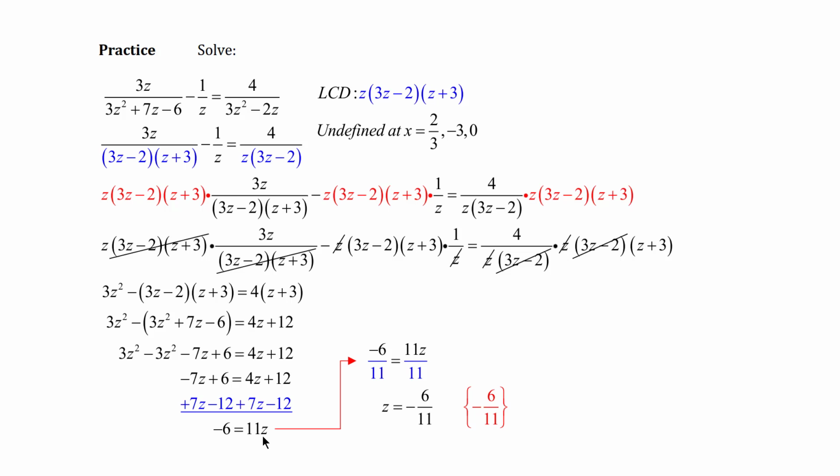From here, we could divide both sides by 11. We get negative 6 divided by 11 equals 11z divided by 11. The final result is z equals negative 6 over 11. Next, we write our final answer in set notation, so I have a set of curly brackets and negative 6 over 11 on the inside.